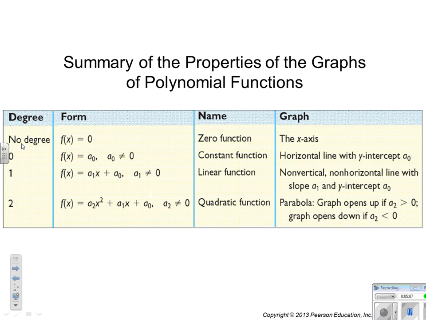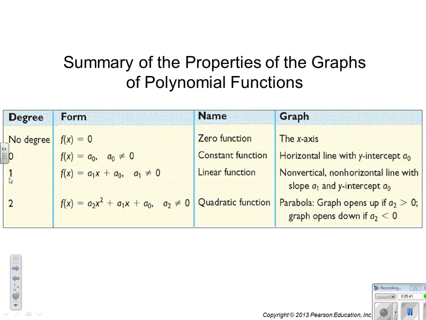All right, so here's the summary. f of x is equal to 0. It's called the 0 function. It's the x-axis on a graph, and it has no degree. 0 degree is just a constant, just one single number, as long as it's not 0, because then it would be a 0 function. It is a constant function. It is a horizontal line with y-intercept at whatever value you're equaling your function to.